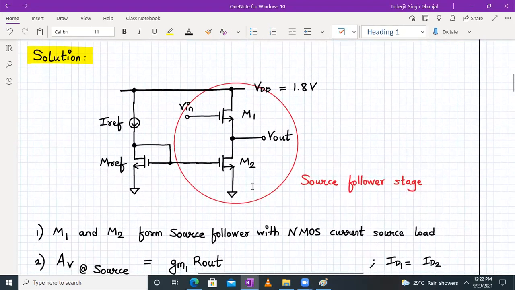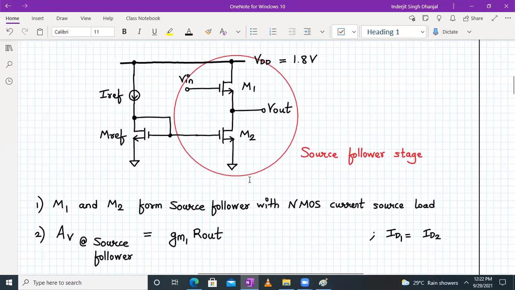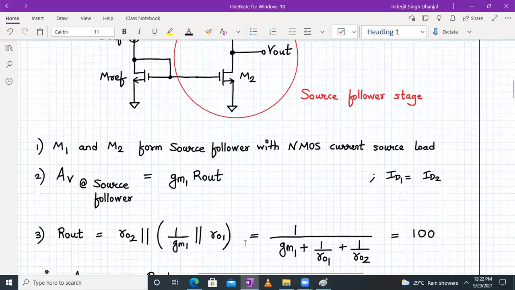Your M1 and M2 form a source follower with an NMOS current source load. Why is it a source follower? Input is applied to the gate, output is taken from the source terminal, and as a load we have an NMOS current source load. Now we have earlier determined that the voltage gain of such a source follower will be given by GM1 into R out. And over here, if you see carefully, since M1 and M2 are connected in series, ID1 will be same as ID2.